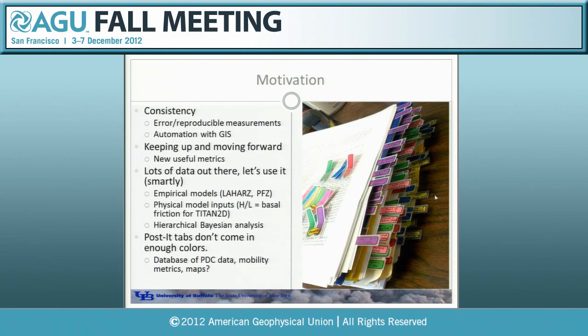I want to show a quick example of some hierarchical Bayesian analysis you can do on some of these large data sets. But primarily, it's related to this image, which is that post-it tabs don't come in enough colors. This is my desk when I'm trying to collect some of these parameters and metrics and organize them. So obviously we need a database of some of these PDC parameters, metrics, maps.